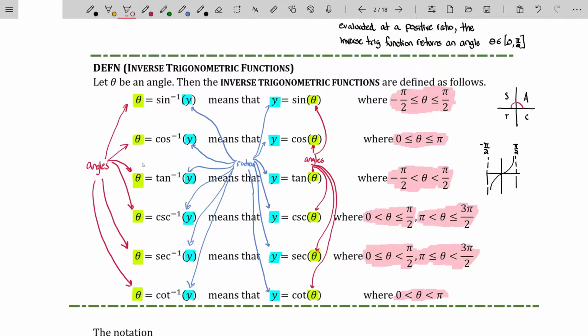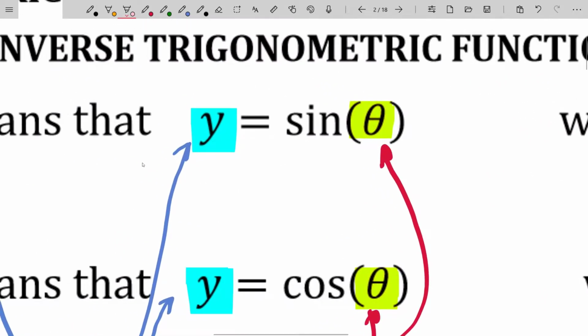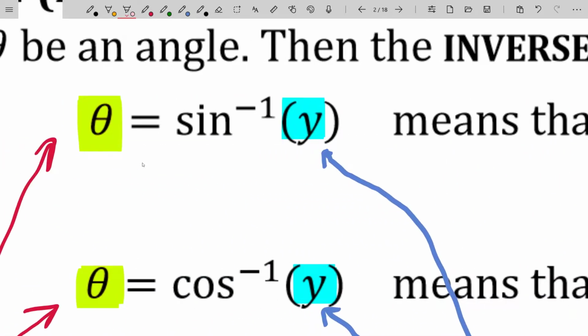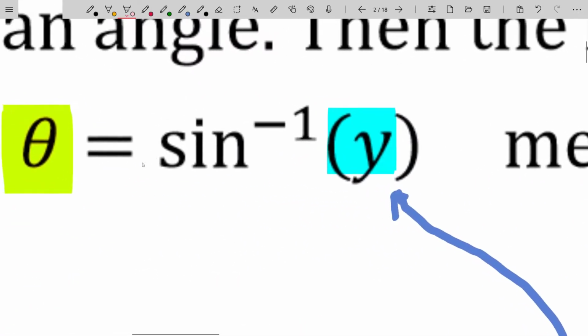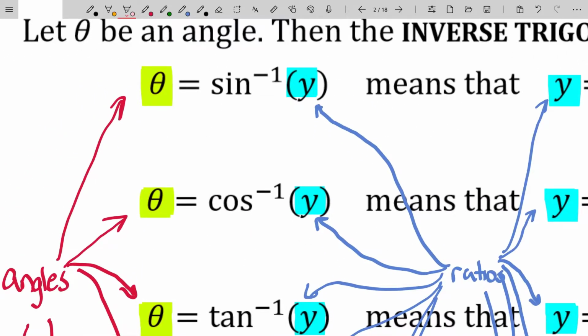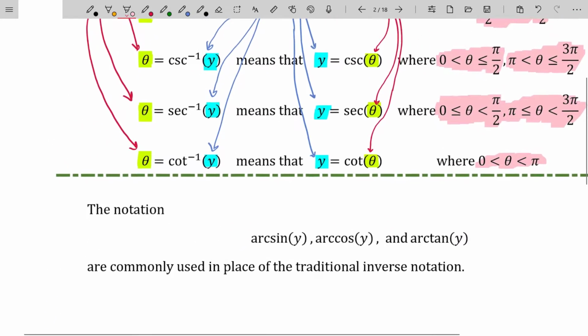I want to drive home the fact that yes, you plug angles into trig functions and you get out ratios, but that's not what you do with inverse trig functions. With inverse trig functions, you plug in ratios, you get out angles, and those angles are going to be restricted. Let's see, what else do we have here?